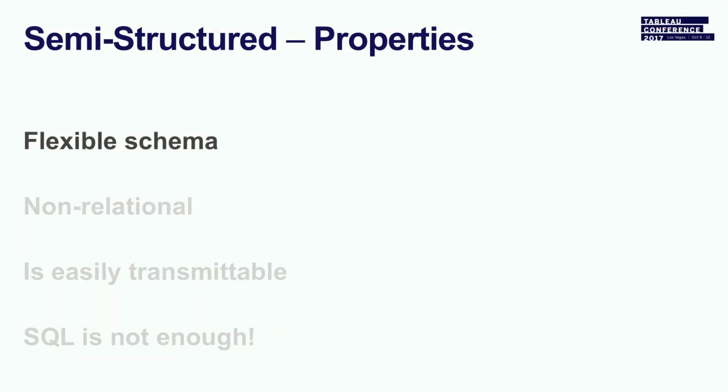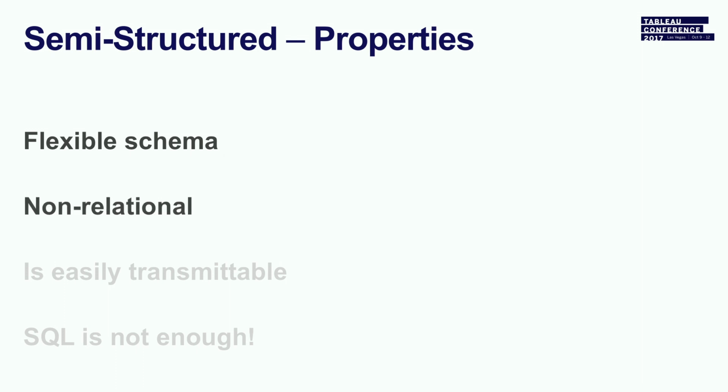The phrase semi-structured means many different things depending on the organization you're working at, the technology you're talking about, or the blog post you're reading. But when we at Tableau say semi-structured, we are referring to a format of data which has 4 properties. It has a flexible schema, meaning that the types for any one field can change and they're not enforced.